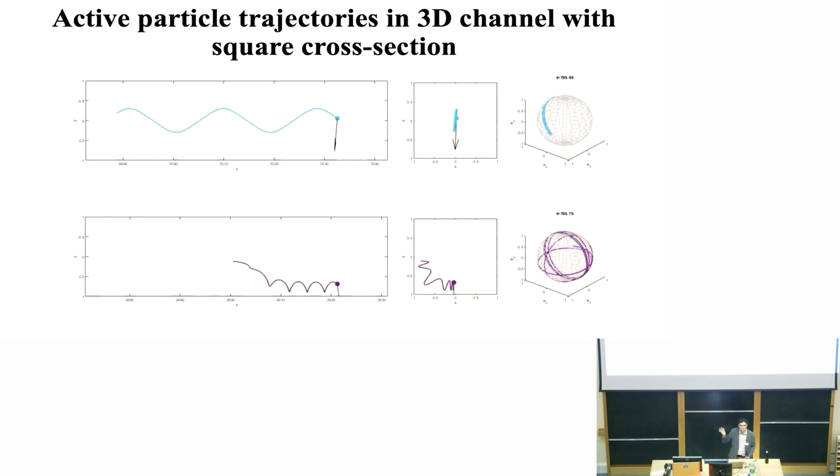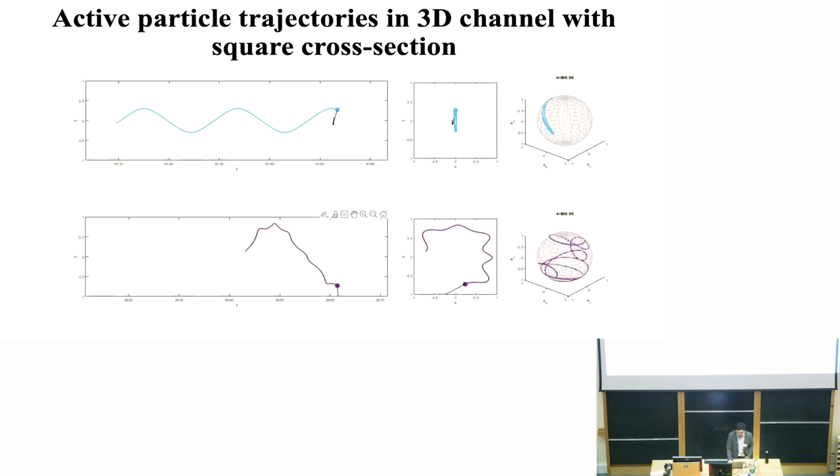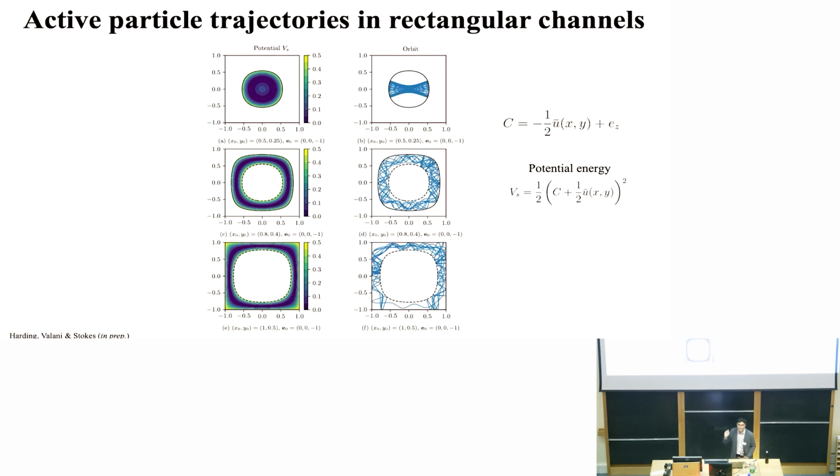So to make sense of why we see these different types of behaviors, let's go back to our Hamiltonian mapping, the Hamiltonian picture of the system. In the Hamiltonian picture, this is what the potential energy looked like. If you look at the constant C in the potential energy, the potential energy depends on two things, the fluid flow profile and the C. The constant C is determined by the initial conditions of the system.